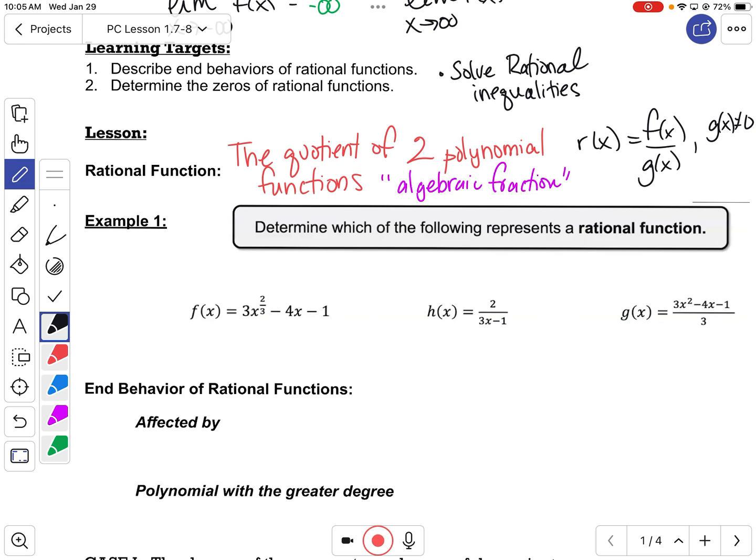What happens when that bottom function is 0? Yeah, it's undefined, right? Your paper explodes.